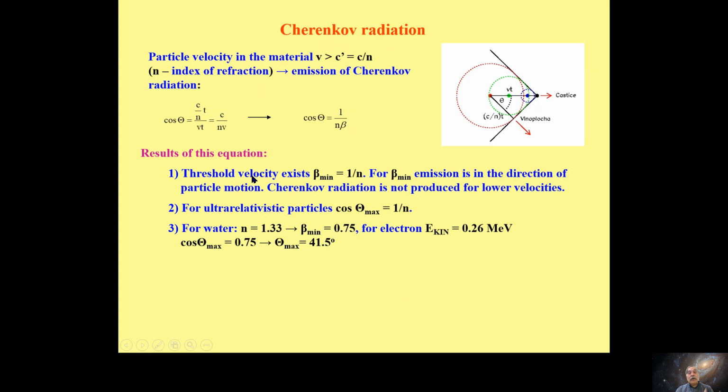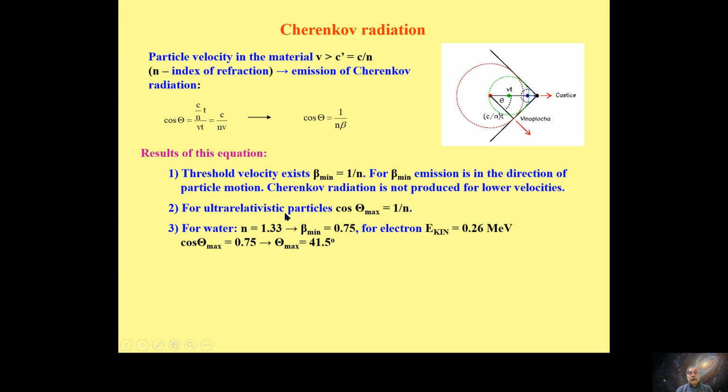There is a threshold velocity, which is given by the refraction index, and for velocity higher than this we will obtain emission of Cherenkov radiation, and for this velocity we will have emission of Cherenkov radiation in the direction of movement of the particle.